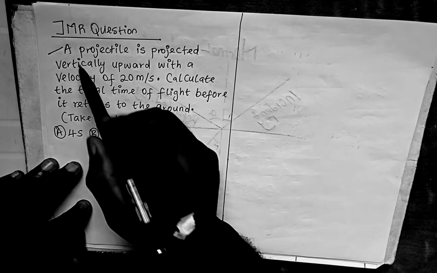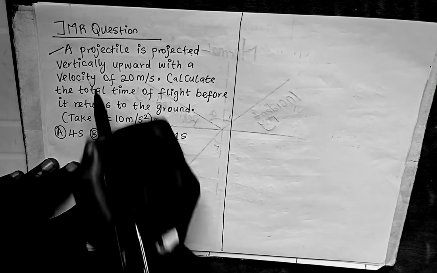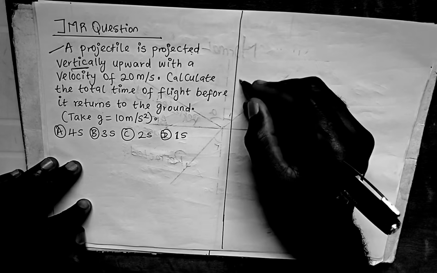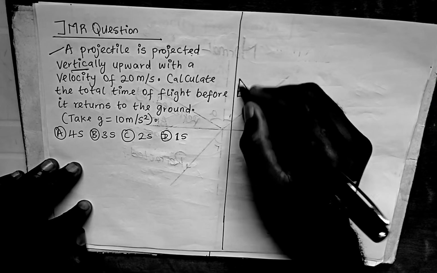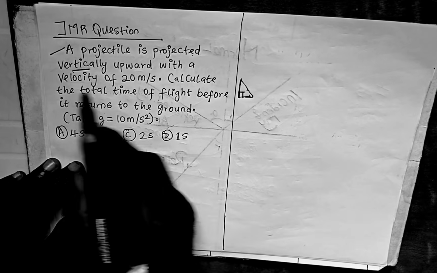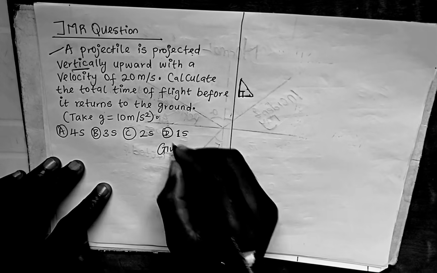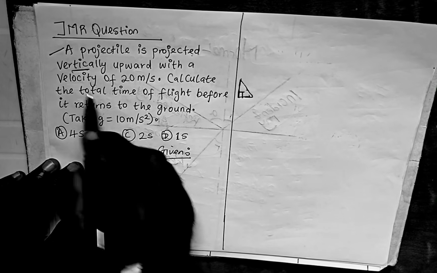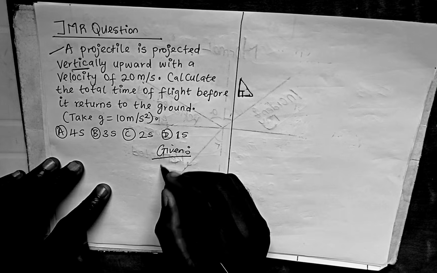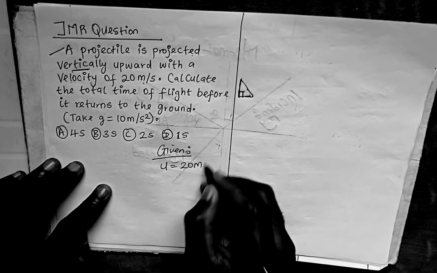Now let's look at the second question under projectile. The second question reads: a projectile is projected vertically, vertically again. So that tells us that it's straight. Vertically straight is angle 90. Okay, this place is angle 90. Vertically upward with a velocity, let's give in what was given to us. Okay, they gave us what? The velocity 20 what? Meter per second. This is initial velocity, the first velocity. U is equal to 20 meter per second.